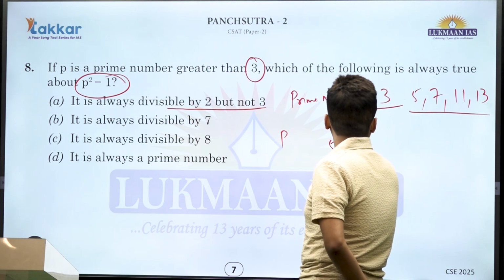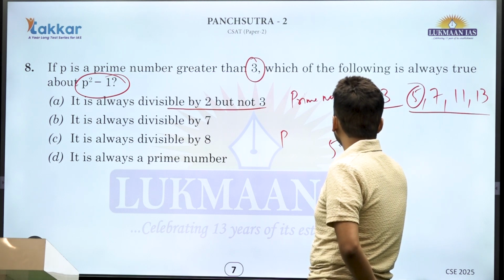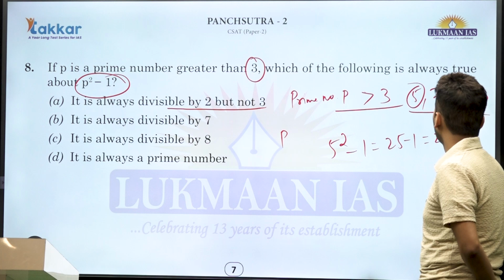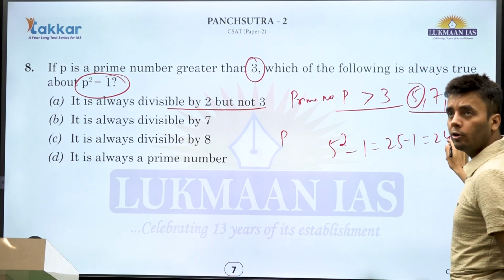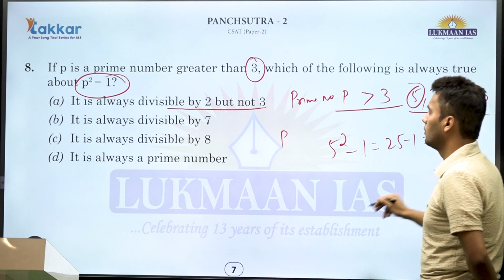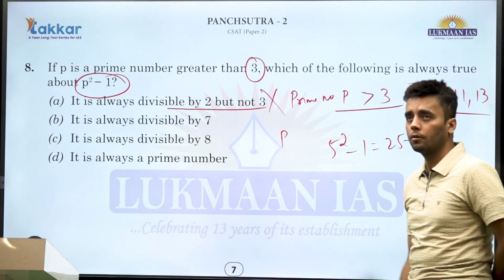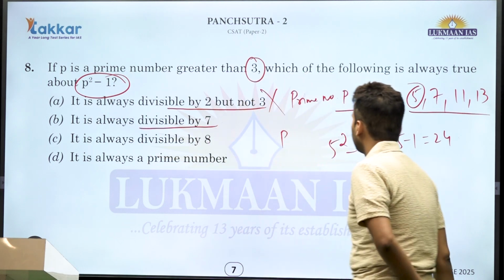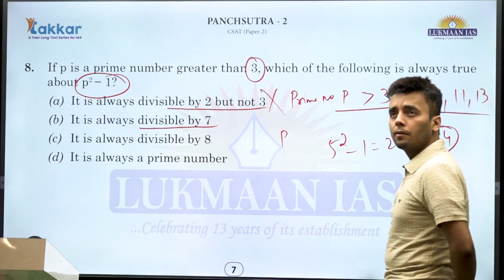Now let's take 5 for example. 5 square minus 1, that is 25 minus 1, 24. Now we can see from this that it is divisible by 2 and it is also divisible by 3. So from this example we can see the first one is wrong, so we will eliminate it. It is always divisible by 7. In the same example, is it divisible by 7? No.